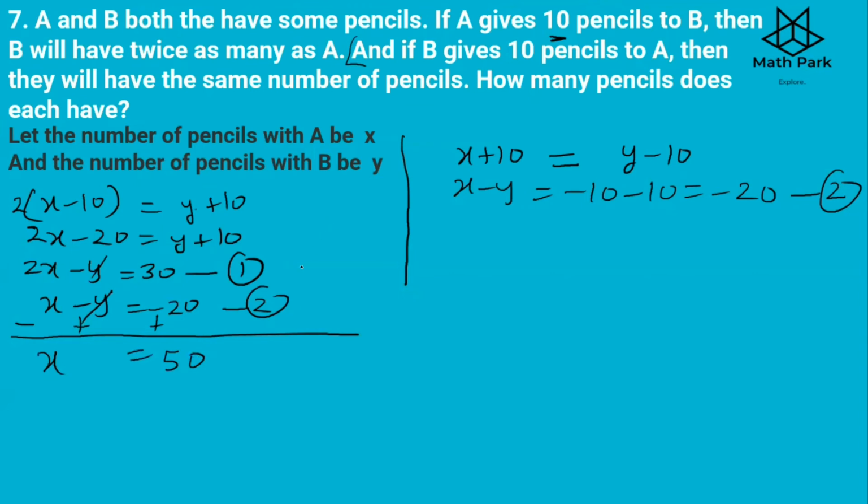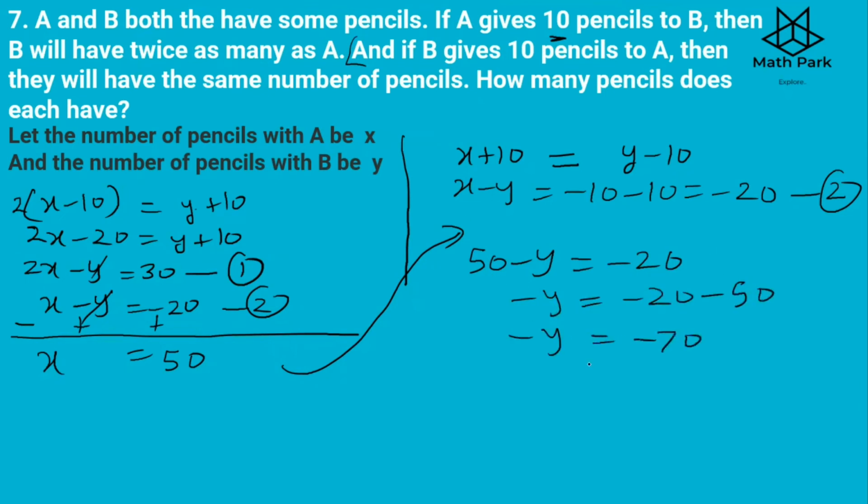Now we have to find B's pencils. So we will be substituting in equation number 2. We put the value of X in equation 2. In place of X, we have 50 minus Y is equal to minus 20. So minus Y is equal to minus 20, and 50 goes here, becomes minus 50. Minus Y is equal to minus 70. So we get Y is equal to 70. This is how A will have 50 pencils and B is having 70 pencils. Got it? A has 50 pencils and B has 70 pencils.